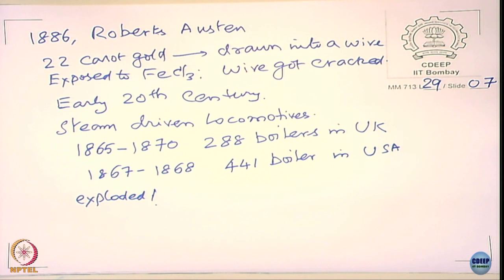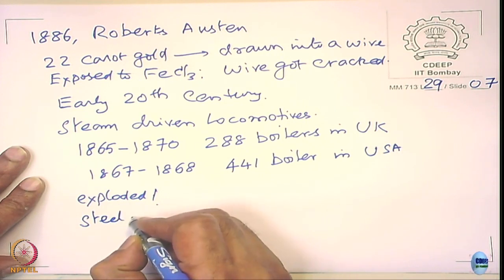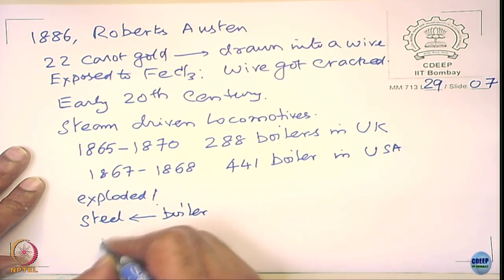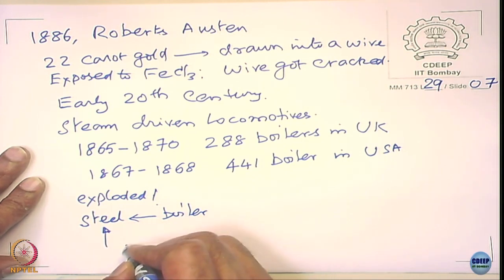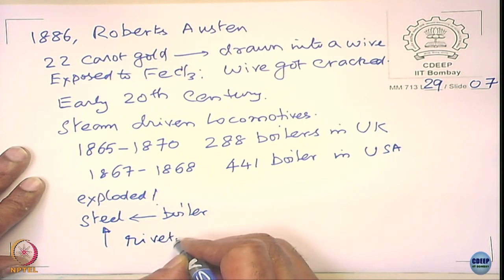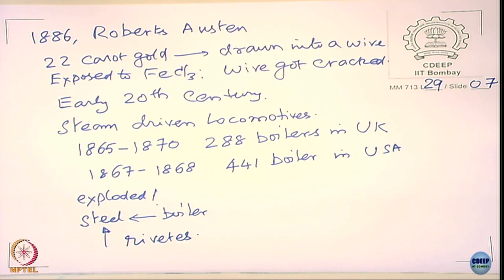It was really kind of, you know, you see the consequence of explosion, right? The pressure vessel and the steam at that temperature and pressure caused a lot of casualties. How did it happen? The boilers were made of steel, and they were fabricated using what? Using rivets, right? You put a sheet and then you put a rivet and then you cold compress it, right? There will be lots of residual stresses in the system.